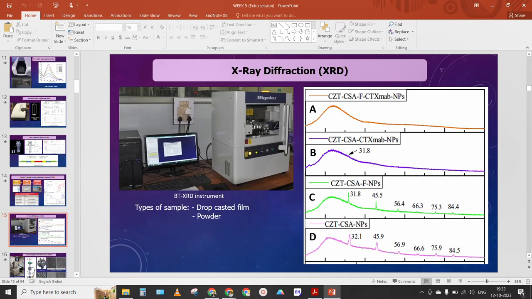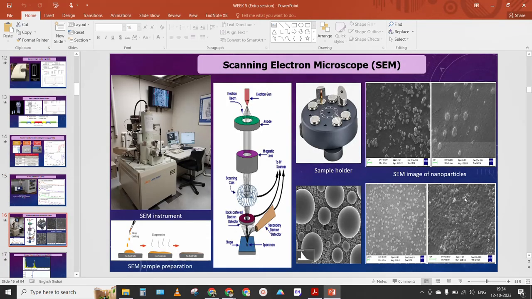In example A, there is a single broad peak. And in D, a broad peak is there and some sharp peaks are also there. That means the sample is semi-crystalline. Both amorphous and crystalline natures are there, so that sample will be called semi-crystalline. This nature of the nanoparticles is identified by the XRD instrument. The next most important thing is the scanning electron microscope.